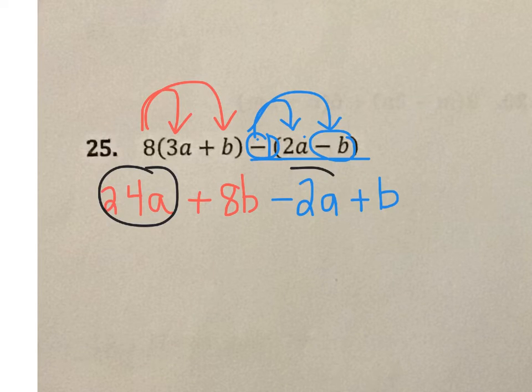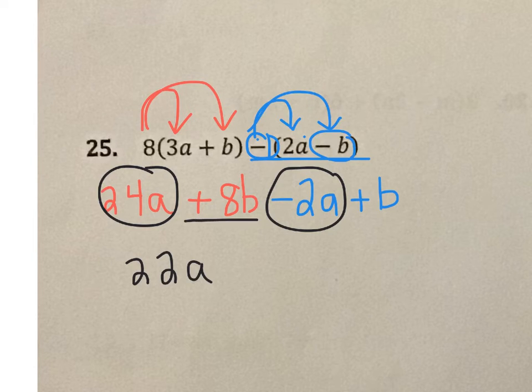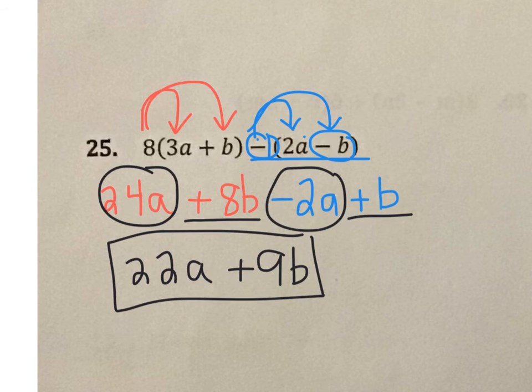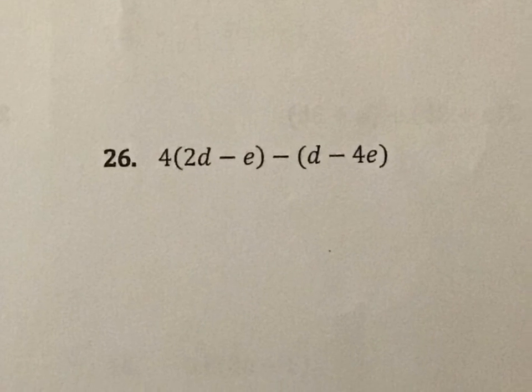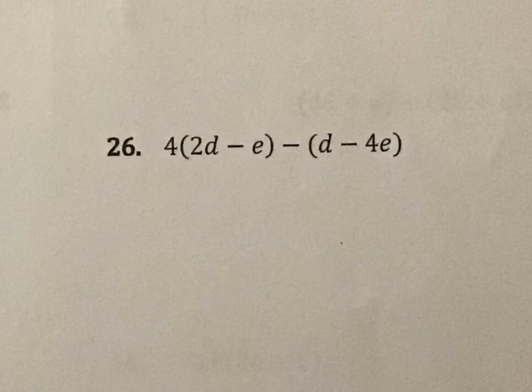24a minus 2a, 22a. 8b plus b is a positive 9b. There you go. Plugging away, almost done. Negatives, parentheses, all kinds of fun stuff.